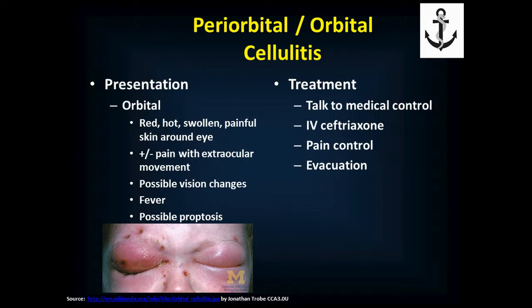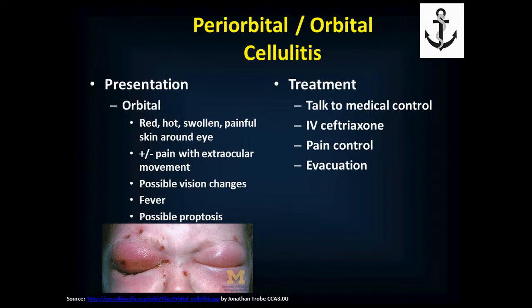In orbital cellulitis, you've got that same redness and swelling around the eye. They will typically have pain with extraocular movement, although that's not 100% true. Typically, because there's so much inflammation around the muscles of the eye, it hurts when they look around. They will have vision changes eventually as the optic nerve is involved, or if there's a lot of swelling and abscess and the eye gets pushed forward and the optic nerve gets stretched. They'll have a fever, and they may have that proptosis, the eyeball trying to pop out of the head because of all the swelling behind it.